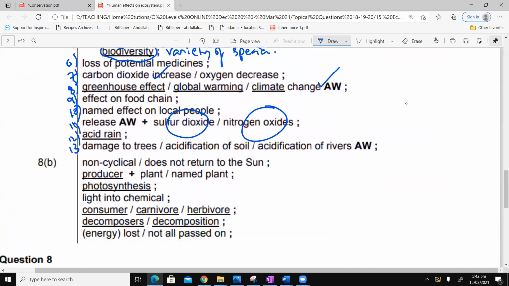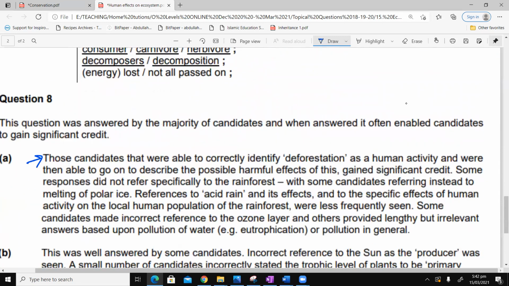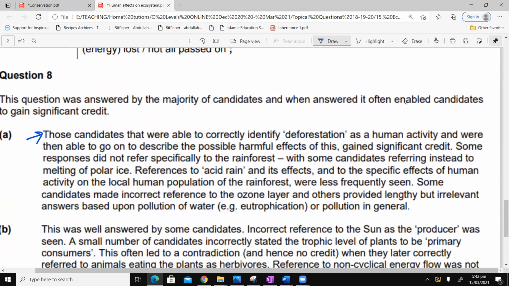ठीक है, इसकी हम examiner report पढ़ रहे थे. So let me read that again. Please follow carefully. Those candidates that were able to correctly identify deforestation as a human activity and were then able to go on to describe the possible harmful effects of this gained significant credit. Some responses did not refer specifically to the rainforests, with some candidates referring instead to melting of polar ice. Polar ice की हम बात यहाँ पे क्यों नहीं कर रहे?